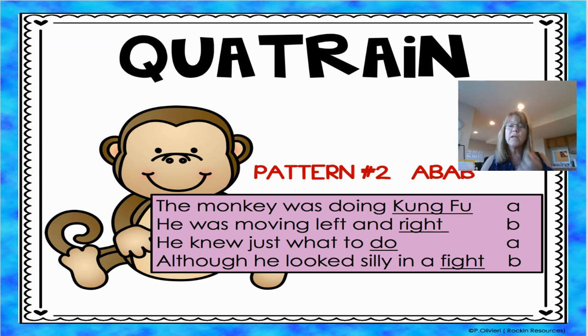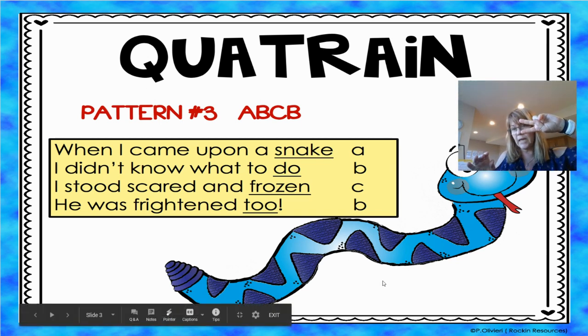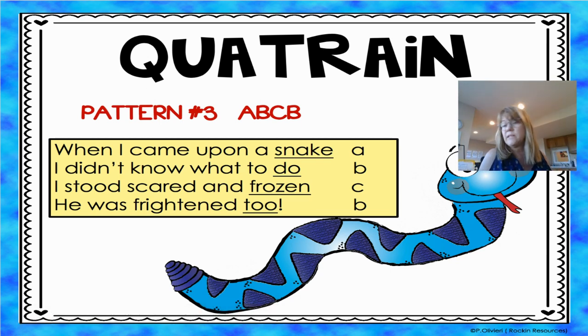Second pattern, A, B, A, B. The monkey was doing kung fu. He was moving left and right. He knew just what to do, although he looked silly in a fight. So we had A, B, A, B. Okay. Next we have, when I came upon a snake, I didn't know what to do. I stood scared and frozen. He was frightened too. So just the second and fourth lines rhyme. And A is its own thing and C is its own thing.